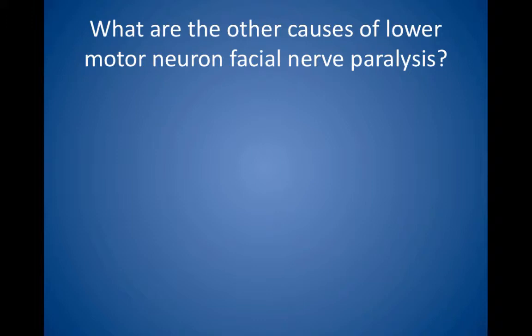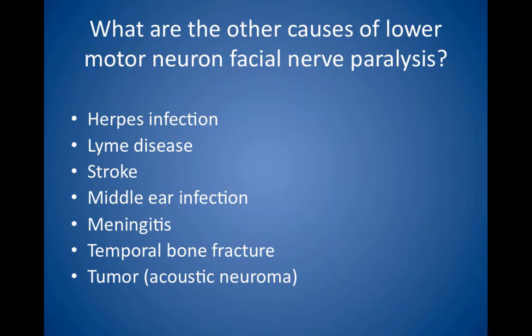What are the other causes of lower motor neuron facial nerve paralysis? Herpes infection, also known as Ramsay-Hunt syndrome, which commonly involves the 8th nerve. Look for vesicles on the pinna and inside the ear. Encephalitis or meningitis may be present. Lyme disease, which is one of the most common causes of bilateral facial nerve palsy.